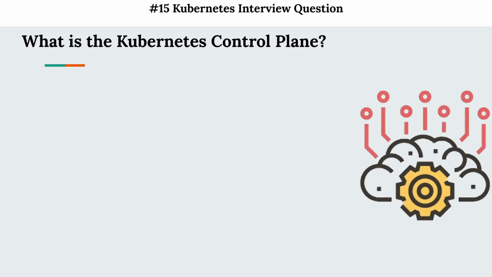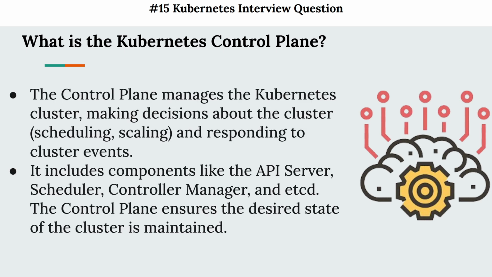Let's move to the 15th question. What is the Kubernetes control plane? Let's see the answer. The control plane manages the Kubernetes cluster, making decisions about the cluster, scheduling, scaling, and responding to cluster events. It includes components like the API server, scheduler, controller manager, and etcd.